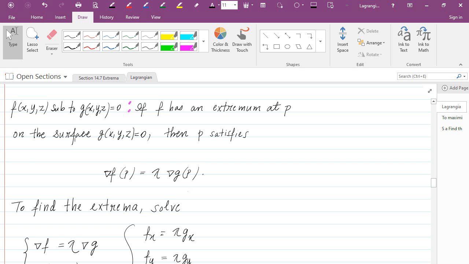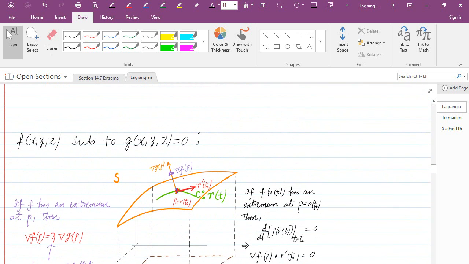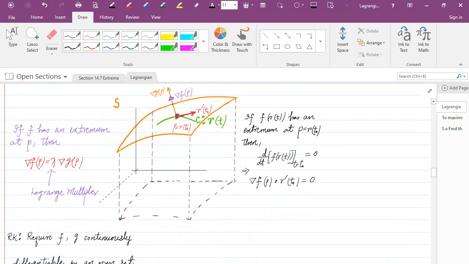And so once again, let me emphasize that the surface S is the graph of the constraint equation, and the gradient of g is perpendicular to the surface at any point on the surface, whereas the gradient of f is perpendicular to the surface only at the point P where f has an extremum. That's what we have shown.